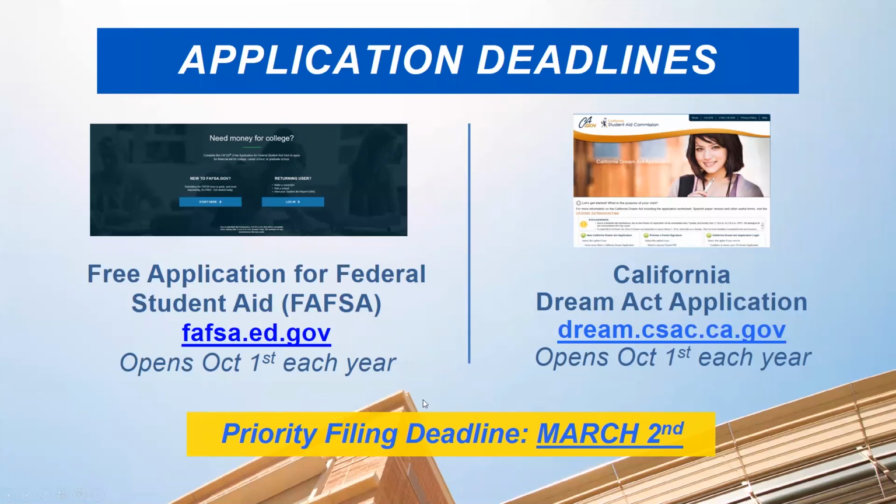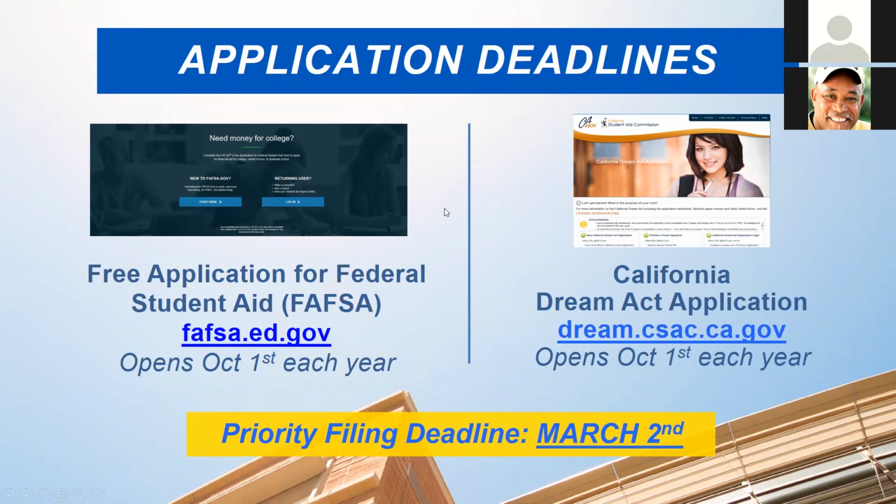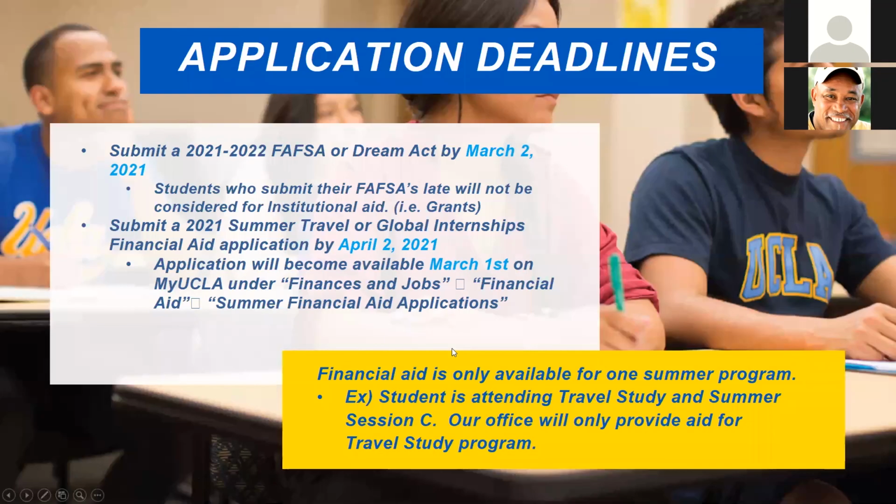They're already available. In order to be considered on time, you have to submit the FAFSA or the DREAM application no later than March the 2nd. And these are firm deadlines. If you don't meet those deadlines, you'll still be eligible for some aid, but for the university-based aid, you won't qualify. For California residents applying for the Cal Grant, in addition to doing one of these two applications, you also have to do the Cal Grant GPA verification form, and that also has to be done by March the 2nd.